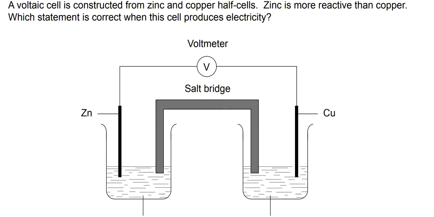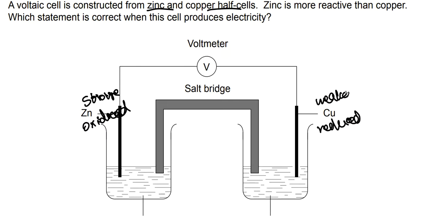A voltaic cell is constructed from zinc and copper half cells. Zinc is more reactive than copper. Which statement is correct when the cell produces electricity? For this cell to produce electricity, we've got to have one thing being oxidized and one thing being reduced. And for this to happen, the weaker metal is going to be reduced and the stronger metal is going to be oxidized. So since zinc is more reactive than copper, it is going to be oxidized, and copper is going to be reduced because it is weaker.